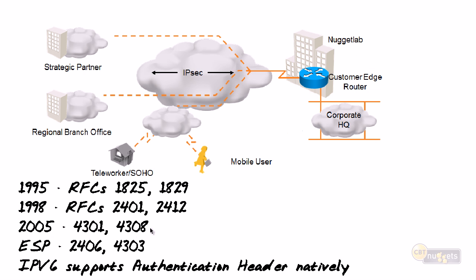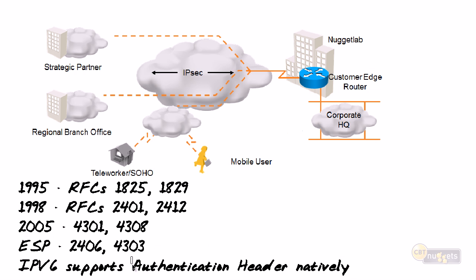The most common protocol of IPsec is Encapsulating Security Payload, ESP, which provides confidentiality, integrity, and availability. It's covered in a couple of RFCs, 2406 and 4303. IPsec is so important that it was actually included natively into IP version 6. So IP version 6 has extension headers, and one of those extension headers is Authentication Header, the other protocol we see used by IPsec. Two main protocols, ESP and AH.